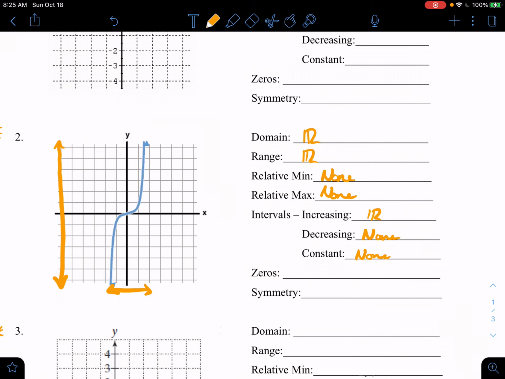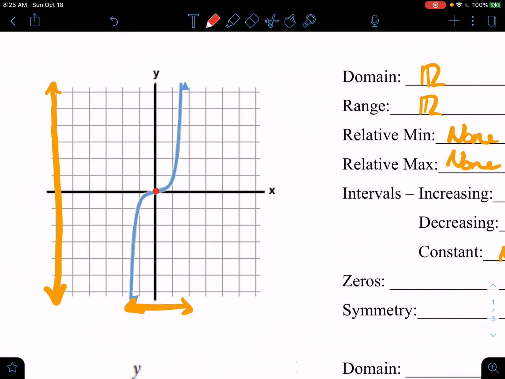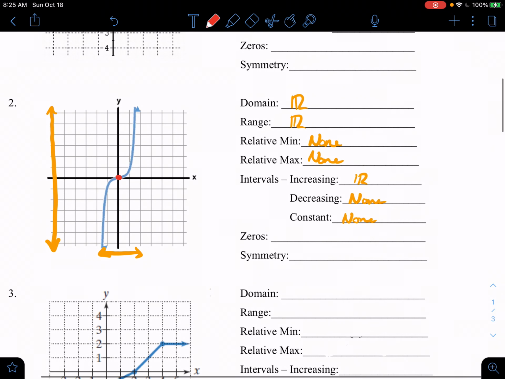Now, looking at the zero, remember again, the zero is where your function crosses the x-axis, so I can see that point happening right there. We always list our zeros as points, so we will say (0, 0).